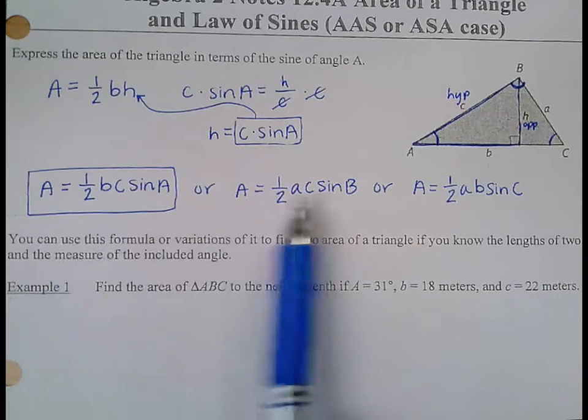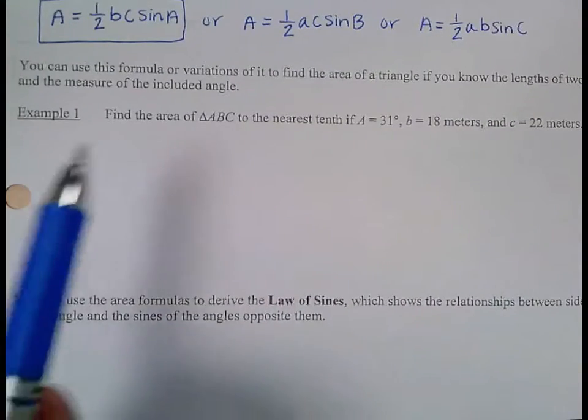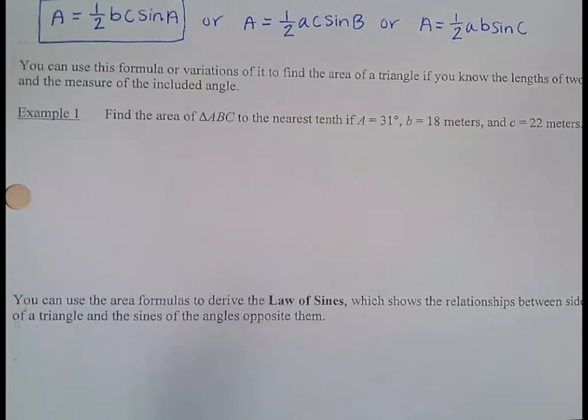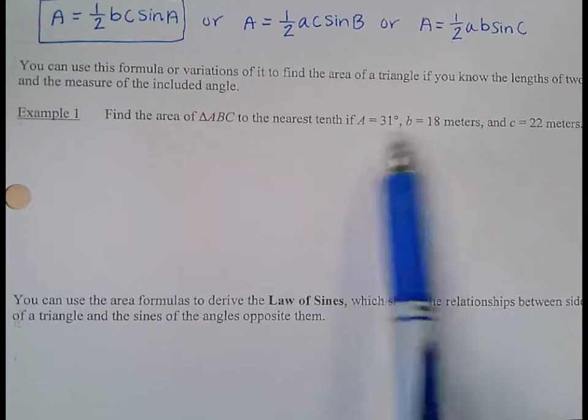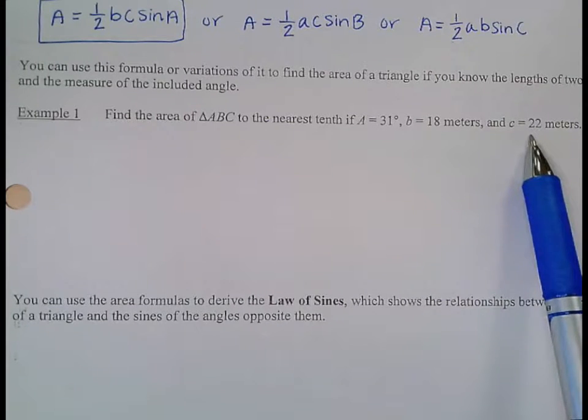This is the formula you can use to find the area of a triangle. So we'll look at example 1. You're finding the area, so the area would be your answer. This is just the formula you would use. Looking at example 1, we have: find the area of triangle ABC to the nearest tenth if the angle A is 31 degrees, side B is 18 meters, side C is 22 meters.